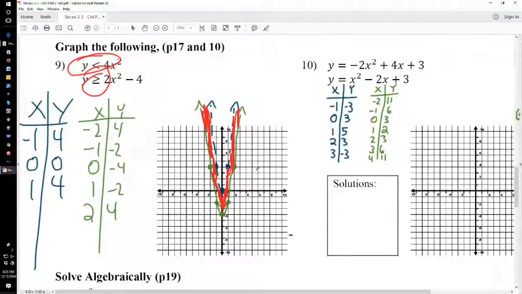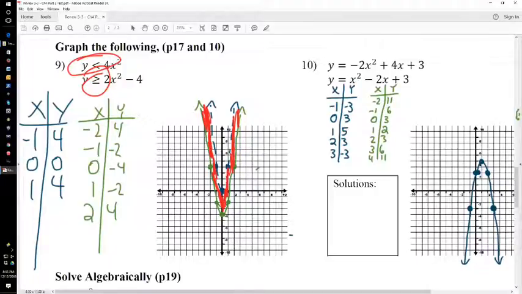So I'll start with the blue one. We got negative 1, negative 3. We've got 0, 3. Oops, get that right there. 1, 5, 2, 3, and 3, negative 3. So this guy comes down like this. Probably straight through there like that. Oop. Helps if I grab the right spot on my iPad. So there's the blue one.